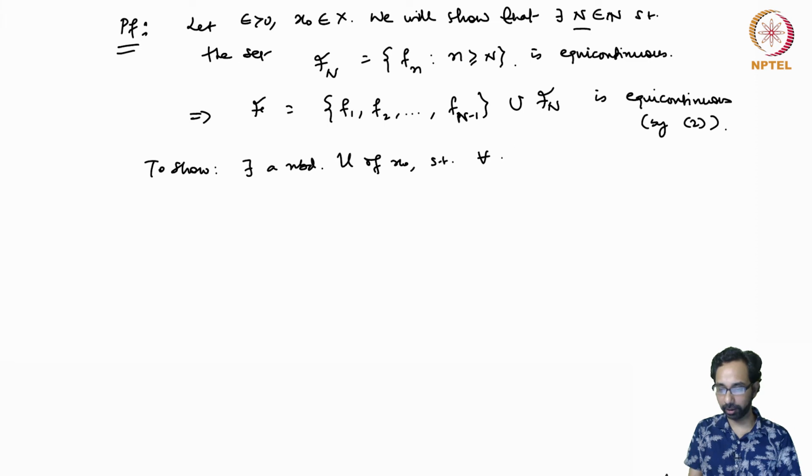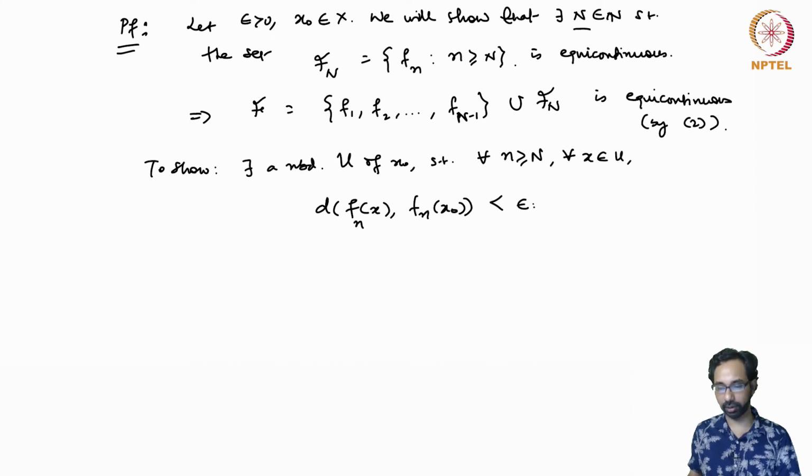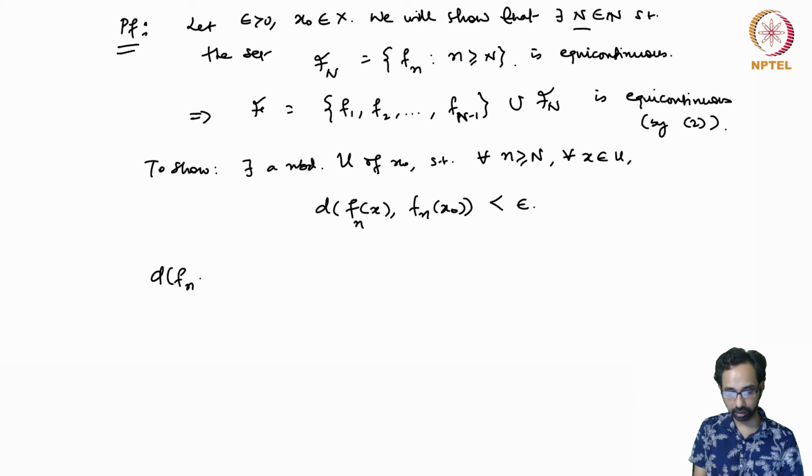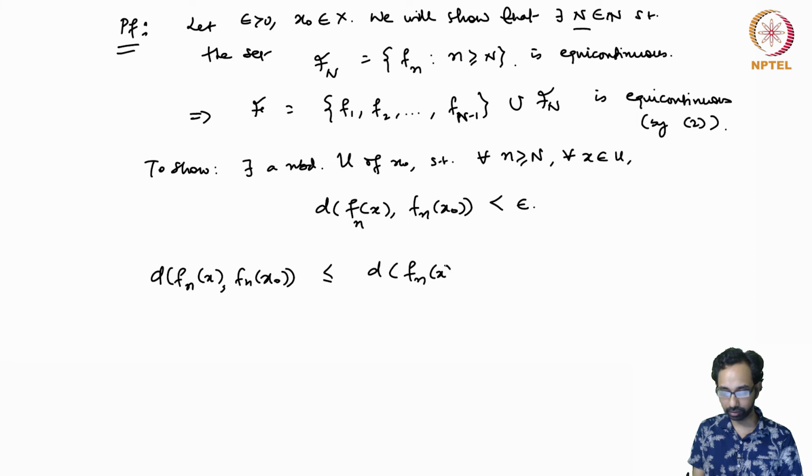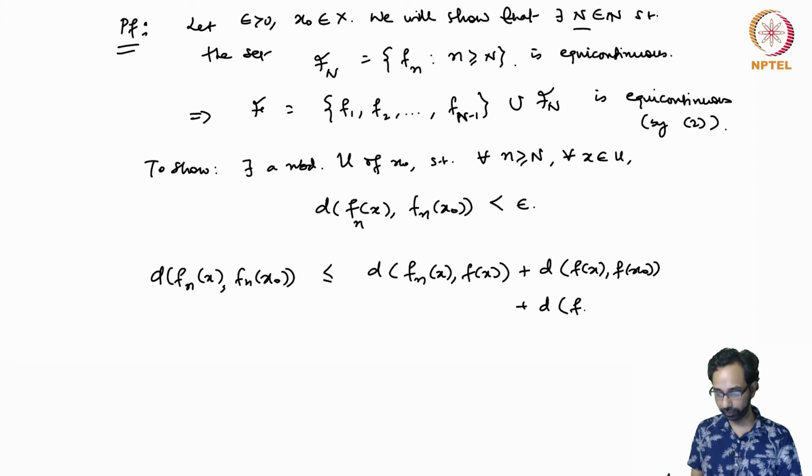for all n greater than or equal to capital N, and for all x belonging to U, we have that the distance between f_n(x) and f_n(x0) is less than epsilon. So to find this capital N, let us note that the distance between f_n(x) and f_n(x0) is, by the triangle inequality, bounded above by d(f_n(x), f(x)) plus d(f(x), f(x0)) plus d(f(x0), f_n(x0)).